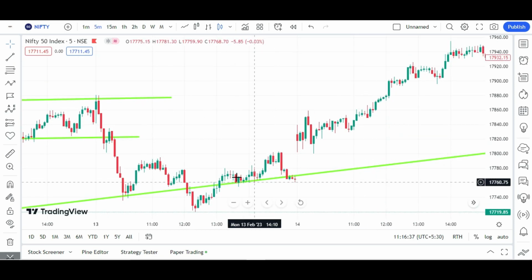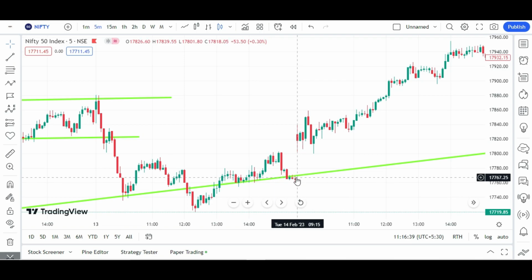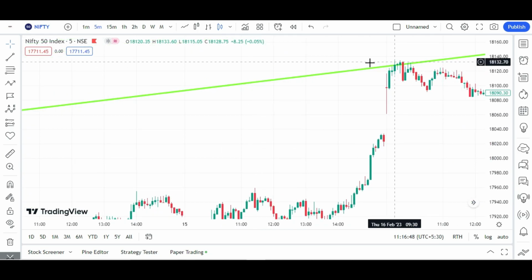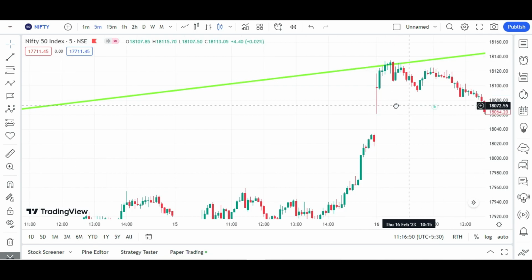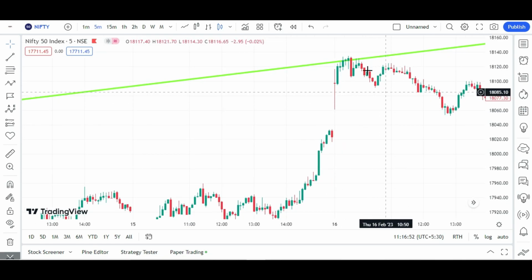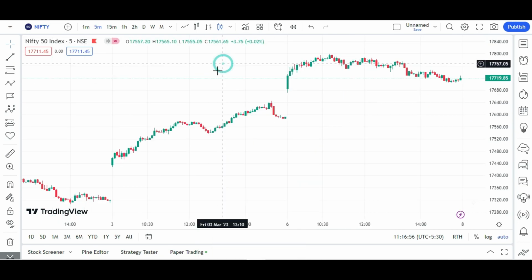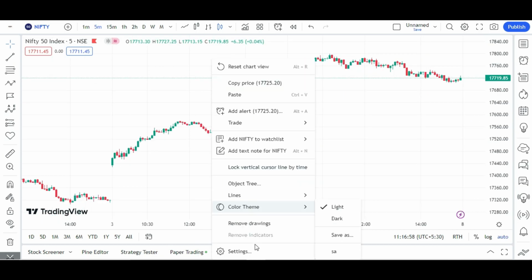But always try to take entry near the trend line. So always try to take a long entry, and always try to book your profit near the upper trend line. So this is how people use trend lines effectively. Now, if you want to use trend lines for swing trading, like right now we are talking about day trading.